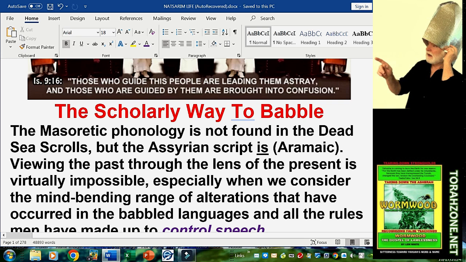So the Masoretic phonology is not found in the Dead Sea Scrolls, because this is an 8th century CE manifestation. The Assyrian script is in the Dead Sea Scrolls, and it's called Aramaic. Oh, by the way, I should tell you, Aramaic is not a word that's found in the Natsarim writings. It is found in the Tanakh, with the Rabshakeh, that was an Assyrian that was coming to speak to Hezekiah, as they call him. All right.